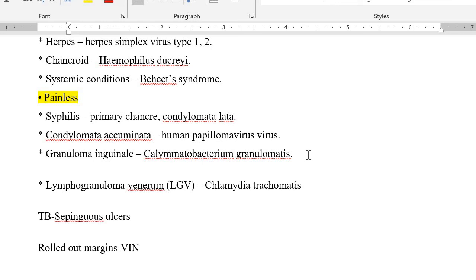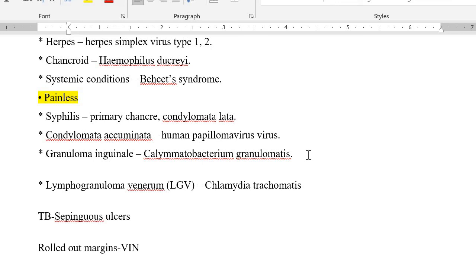And chancroid is caused by Haemophilus ducreyi, and that is painful, okay? And syphilitic ulcers are painless. Is it clear? Yes. You need to remember this info definitely, because it's important, okay?